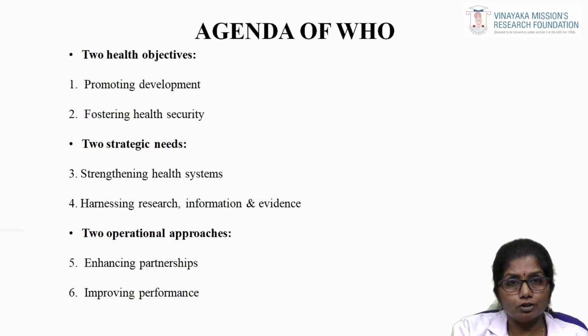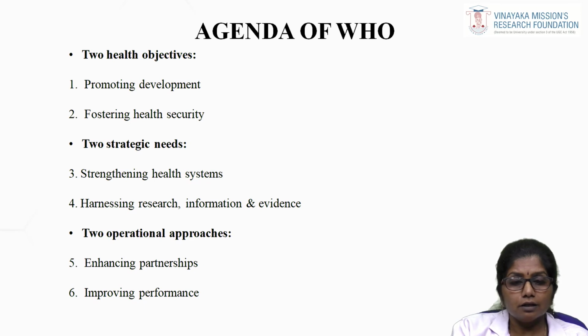The agenda of WHO addresses 6 points. They are 2 health objectives, 2 strategic needs, 2 operational approaches. All these objectives, strategic needs and operational approaches are aimed at neglected vulnerable people, and also these objectives are aimed at controlling the disease outbreaks and giving priorities to research works, etc.